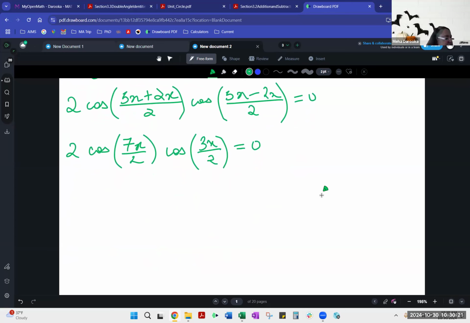So again, think about this. You are trying to solve this as an equation. So we have to figure out what the values of the cosine functions are going to be. So where would we go next from here, guys?